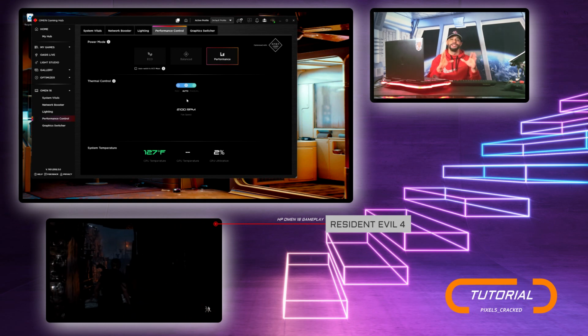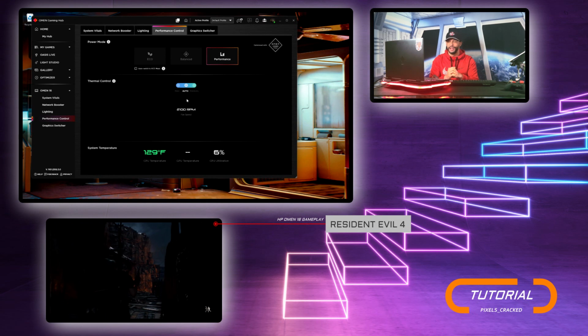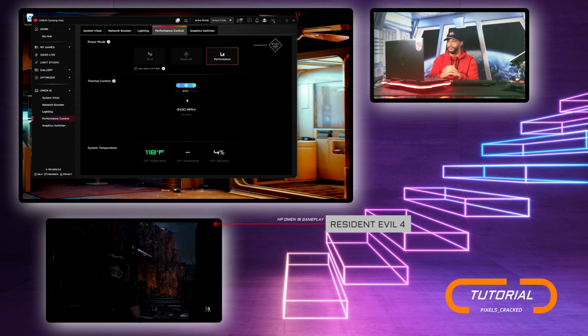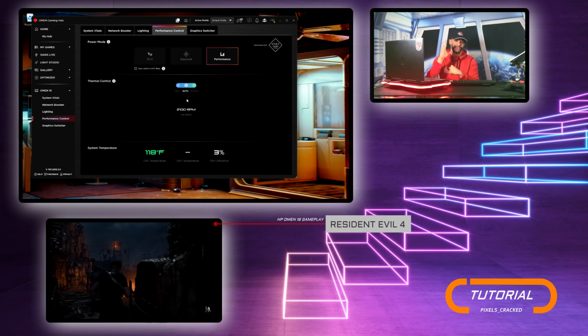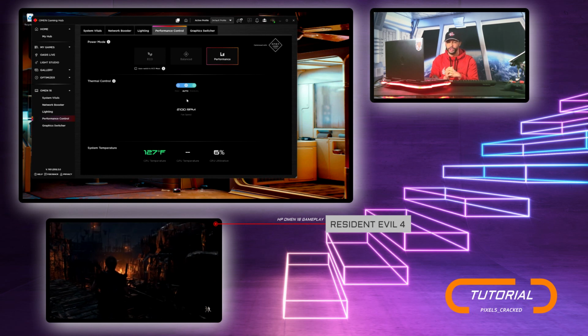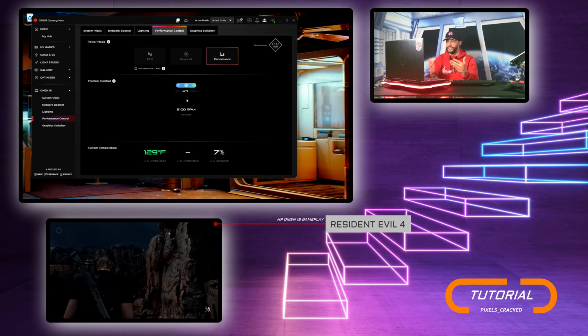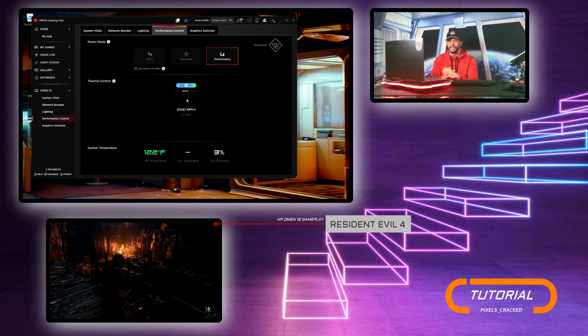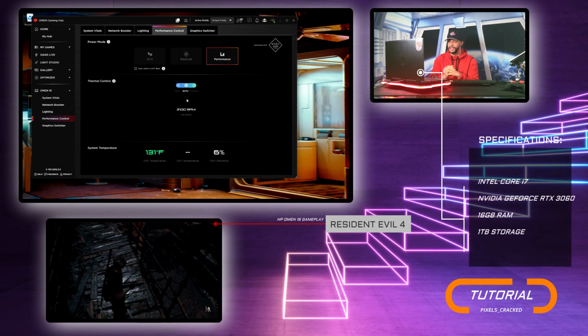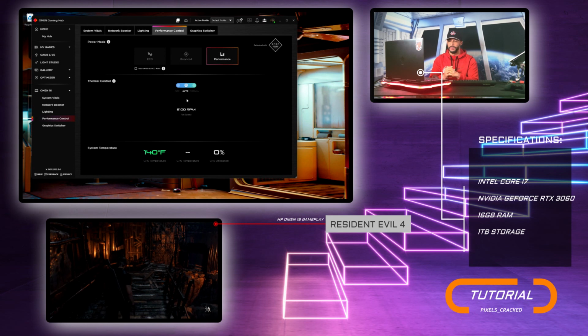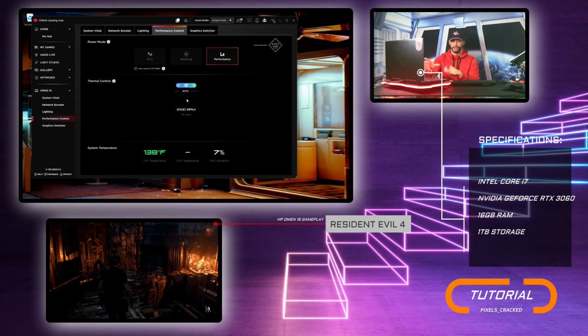Now, just a side note, I am currently playing Resident Evil 4, the remake, and I love it. I'm totally hooked on it. And it runs really well on the HP Omen 16. Now, just to give you an idea of what hardware is in here, we have an Intel Core i7. I have 16 gigs of RAM, and then I have a 1 terabyte hard drive.